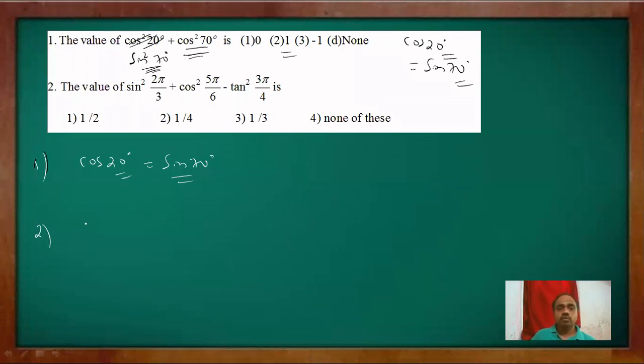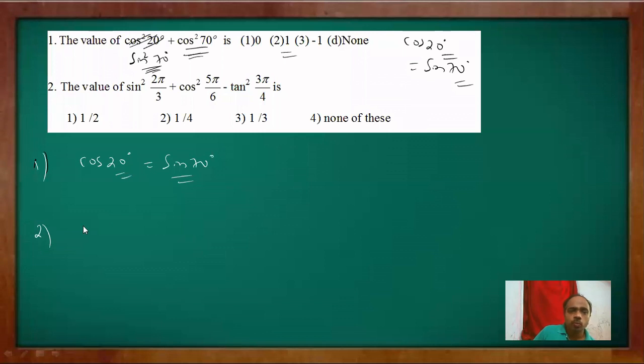Yes, what is the answer for the second question? Yes, quick. 1 by 2. Option 1, 1 by 2 is the answer. Option A. Okay. Let us look at the options and the answer.